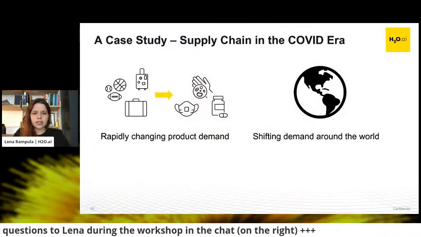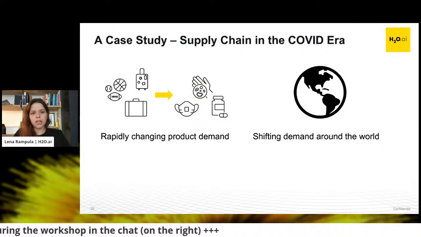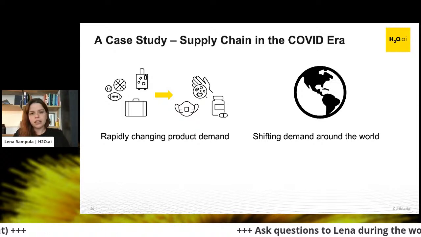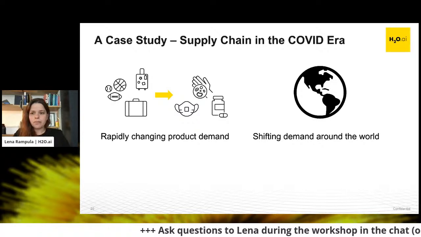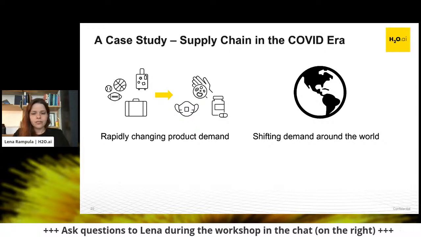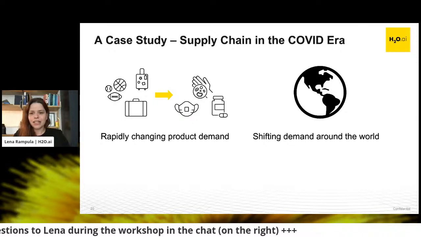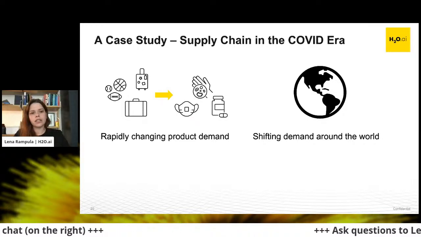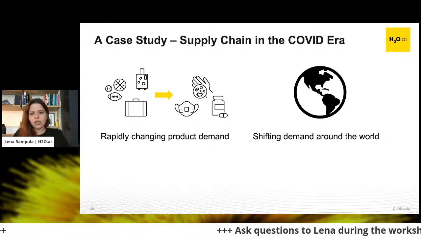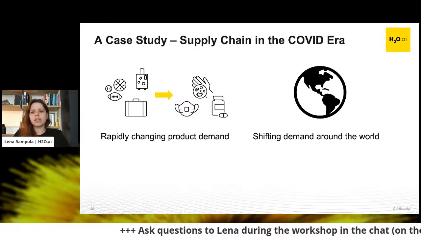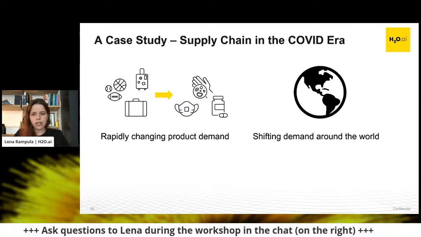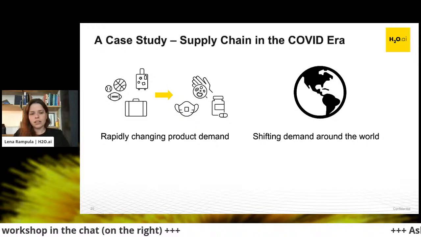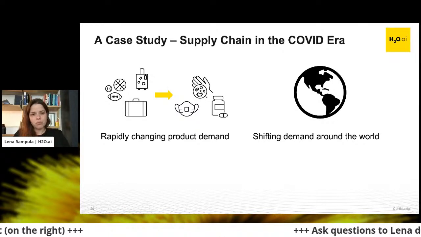So the use case that I would like to talk about is supply chain in the COVID era. We were working with an FMCG company, and in the face of the pandemic, they needed to react fast to the changes that were happening in their supply chain demand. As with many other companies, the pandemic caused disruption to the supply chain. The demand for different products changed and shifted from one type of product to a different type.